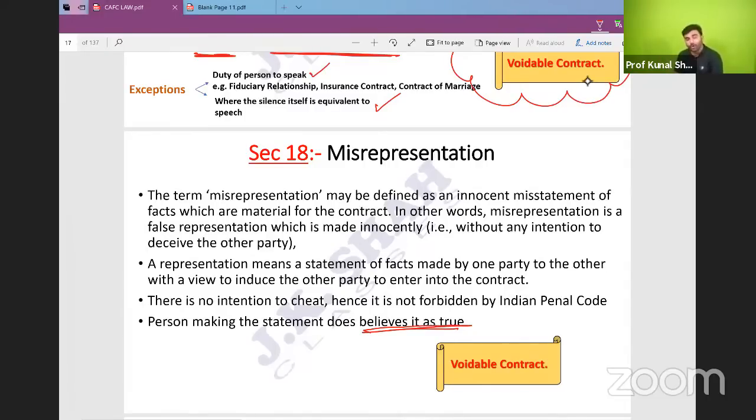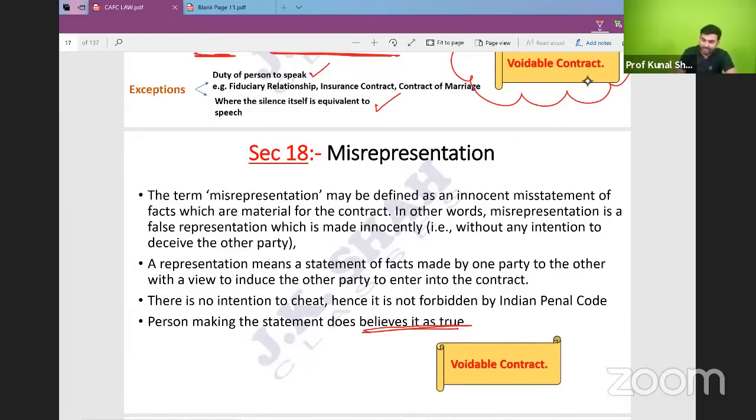When it comes to fraud, the aggrieved party can terminate the contract and can also claim damages. But in case of misrepresentation, the aggrieved party can only terminate the contract but cannot claim damages. Because the person who has done a misrepresentation did not have an intention to deceive the other person. Hence, sorry to say, you cannot demand any kind of damages.